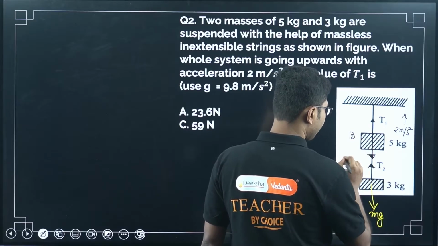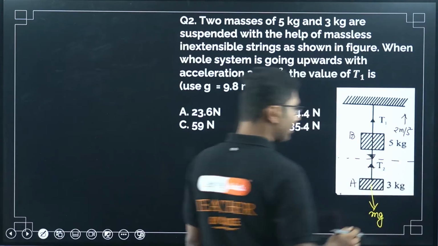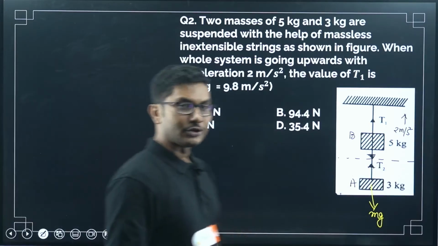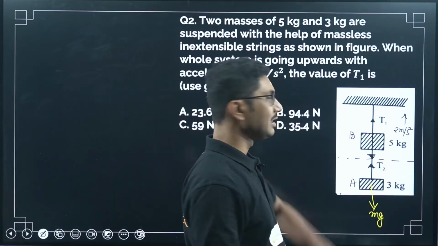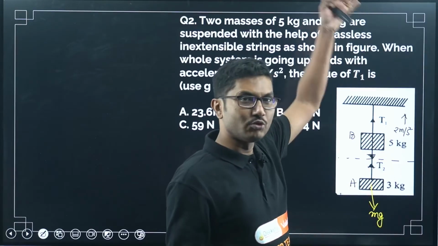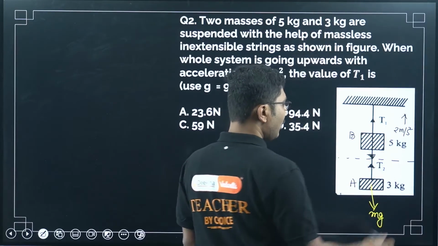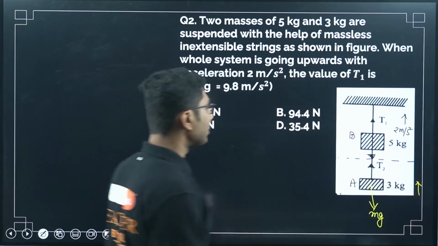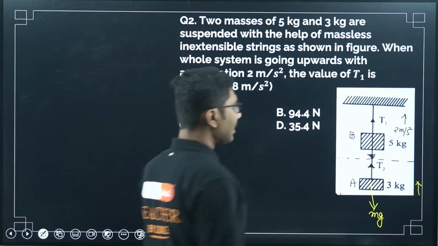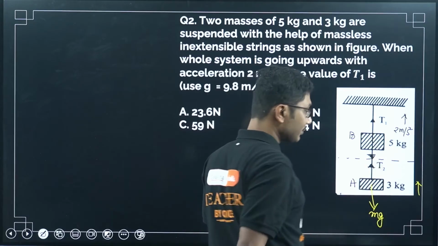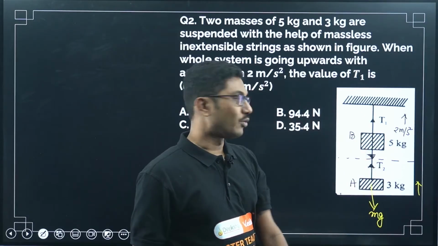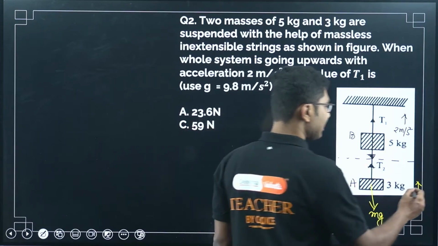First we will consider only this object, because there is equilibrium for the objects individually. We can consider these two objects individually. The entire system is moving upward, right? So first we will consider object A. What are all the forces acting on this object A? The tension force acting upward, T2, and the weight acting downward, mg, and the acceleration is a.